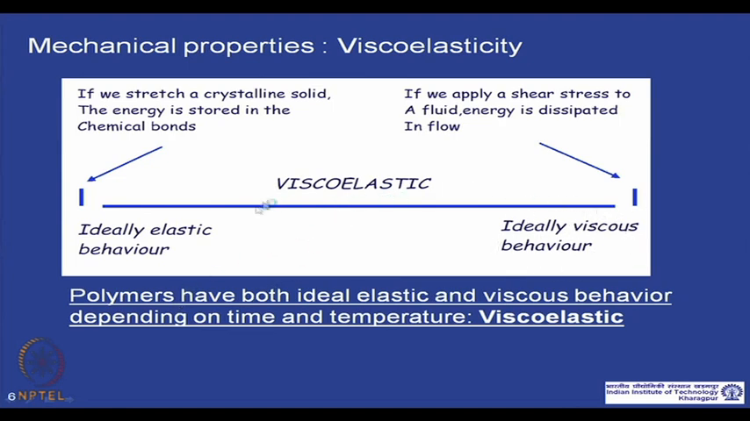Now, polymers are somewhere in between. Depending upon the temperature and the time of straining, they vary from completely elastic to completely viscous behavior, and most often under normal conditions they are viscoelastic. So they have properties of both an ideal solid and a viscous liquid. Polymers have both ideal elastic and viscous behavior depending on the time and the temperature. So we call polymers viscoelastic.